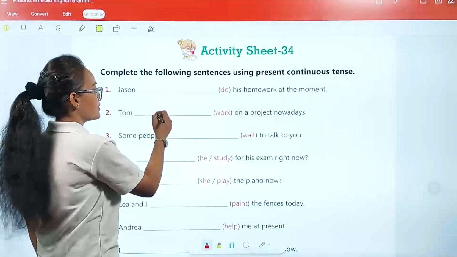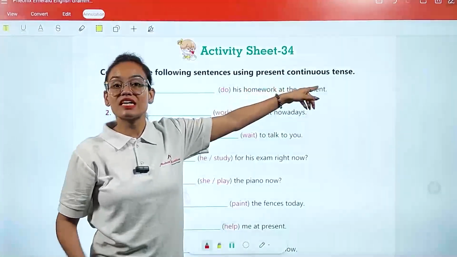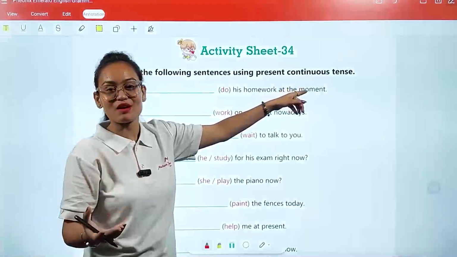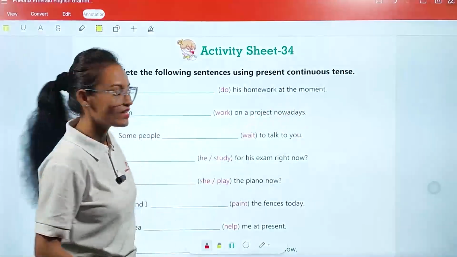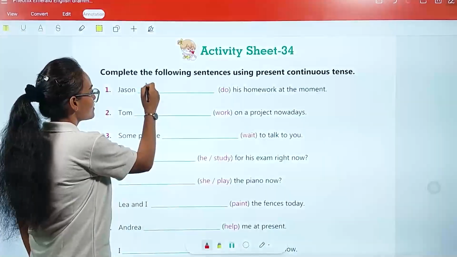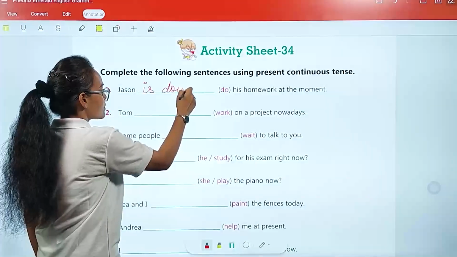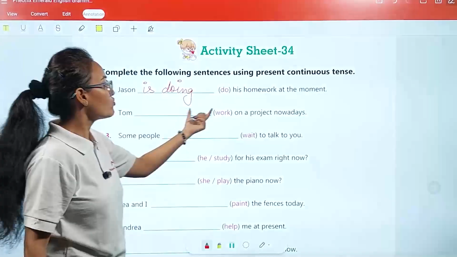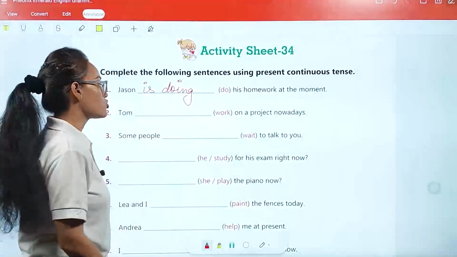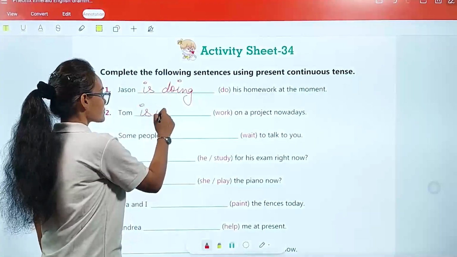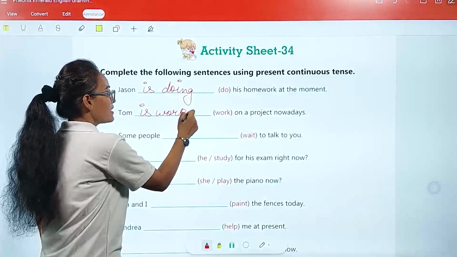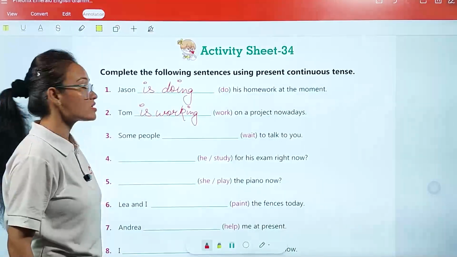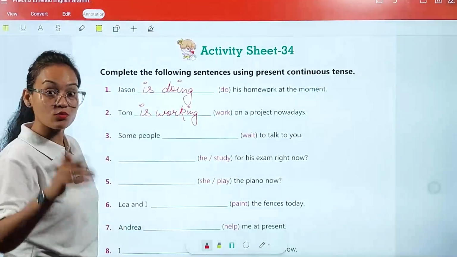Whenever we are talking about continuous tense, we are talking about the ing form of the word. Jason is doing. Second one, Tom dash work on a project nowadays. Tom is working. Here I am using "is", and not "are" or any other word, because we are talking about the singular form of the noun or pronoun.